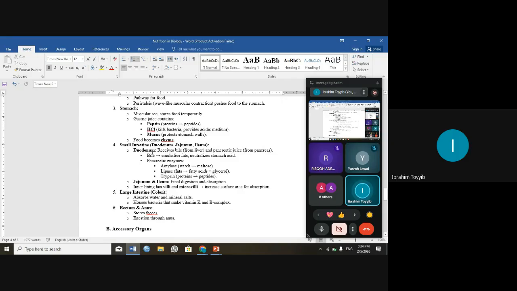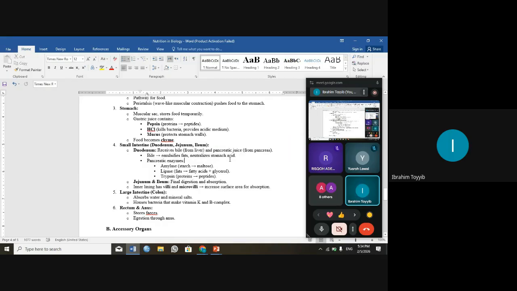So I said duodenum receives bile from the liver and pancreatic juice from what? From the pancreas. So when food gets to what? To the small intestine, the first part it will stay in is the duodenum. And bile will act on what? On fat. It will break down fat and it will neutralize the stomach acid.